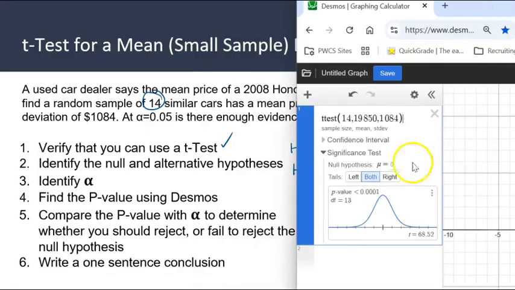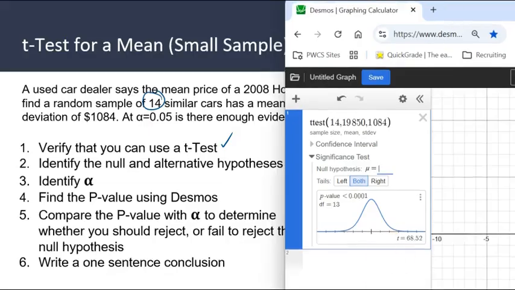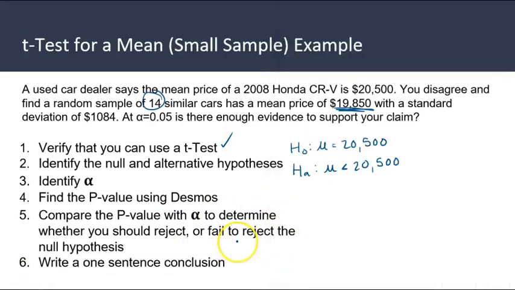Okay, what was our null? Our null was that the mean is 20,500. Okay, our alternative was less than, so that's going to be left tail, right? Don't worry about degrees of freedom. That's not something we're going to talk about in this class. So our p-value is 0.021. All right, so our p-value is 0.021. That is less than alpha of 0.05.